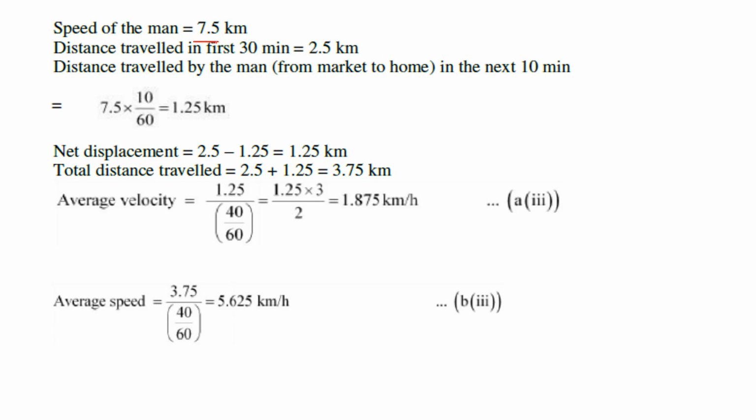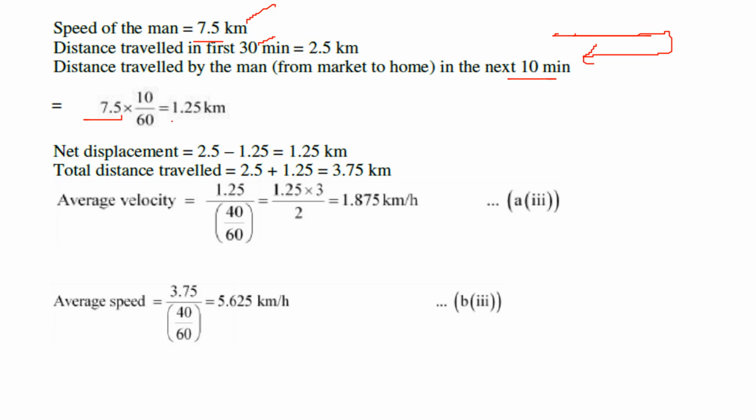Now the speed of the man while returning back is 7.5 km an hour. And distance traveled in the first 30 minutes is what? From here to here, it is 2.5 km. So what is the distance traveled by the man in the next 10 minutes? 30 minutes is okay, but for the next 10 minutes, 7.5, the speed of the man when he is coming back, because 30 minutes he has passed here with a certain speed. Now when he comes back, the speed changes to 7.5.